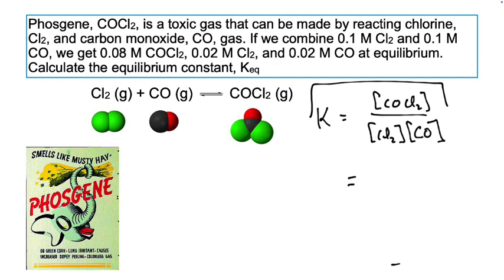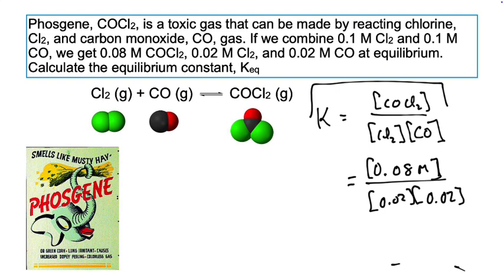So at equilibrium, we have 0.08 molar of our phosgene, I always like including the leading zeros. What's our concentration of our chlorine? 0.02. Concentration of our carbon monoxide, 0.02. Punch it into a calculator and we should get 200, I think, right?